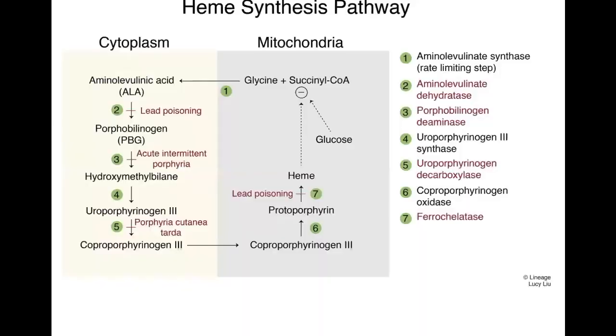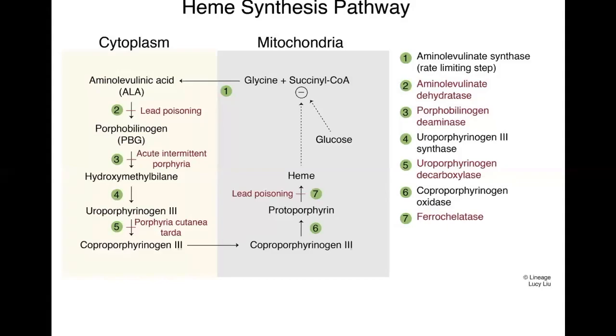Now, here, zoom into this. I want everyone to look at the numbers. So number 1, everyone zoom into number 1. This is the rate limiting step where ALA synthase or aminolevulinate synthase comes in. Look at step number 2. That's lead poisoning. That's your dehydratase.